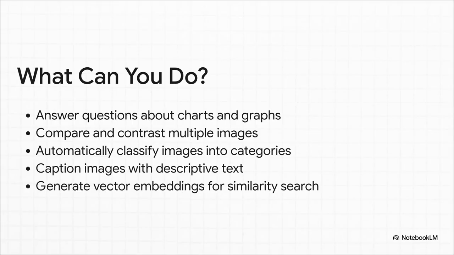So what does this unlocking actually look like in practice? Well, you can ask questions about a chart, you can have the AI compare two different ad creatives to see which one works better, you can automatically tag real estate photos to improve search, you can even create captions or power a full-blown visual search engine. I mean, the possibilities here are just huge.